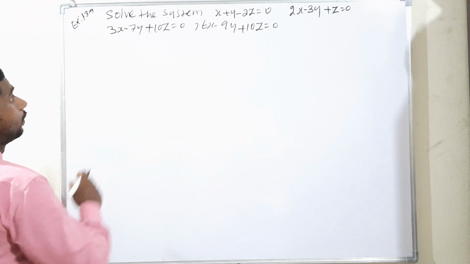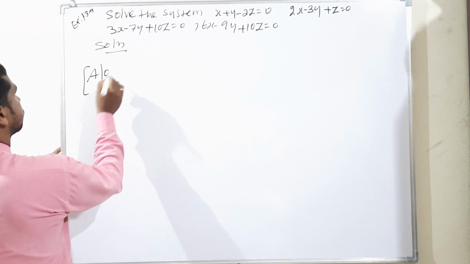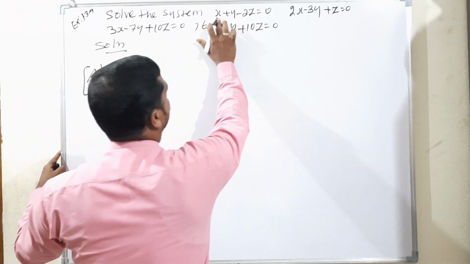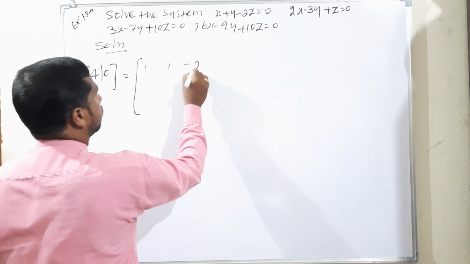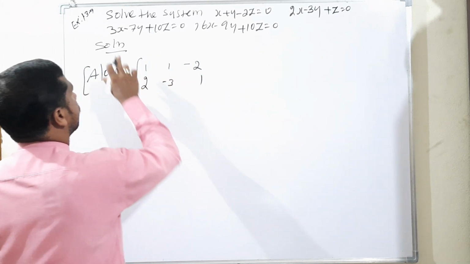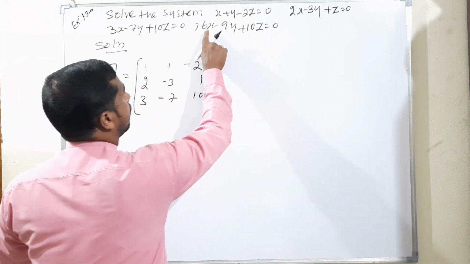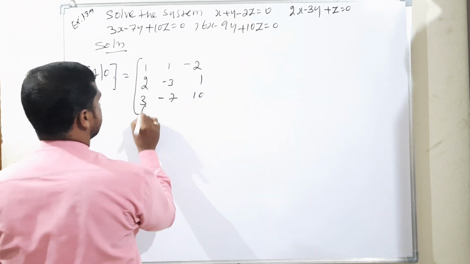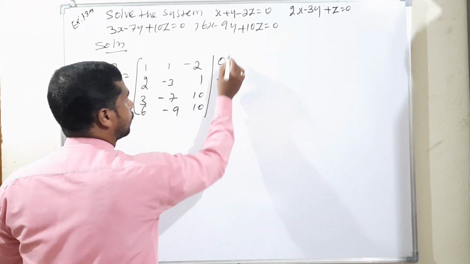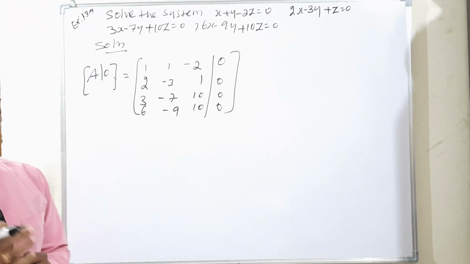means it has a unique solution. Then we can say it is a trivial solution. Let's move on one by one. Solution: first we have to write the augmented matrix with 0. What is equation 1? The rows are 1, 1, minus 2; 2, minus 3, 1; 3, minus 7, 10; 6, minus 9, 10; with 0, 0, 0. So what will happen? We reduce the augmented matrix to row echelon form.